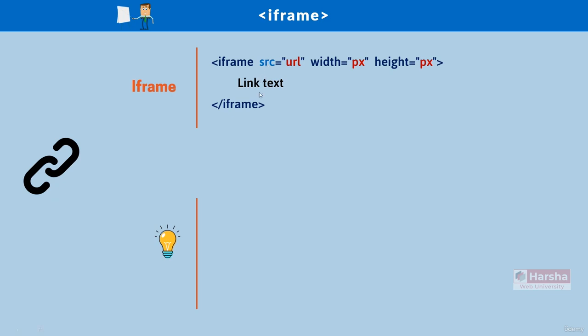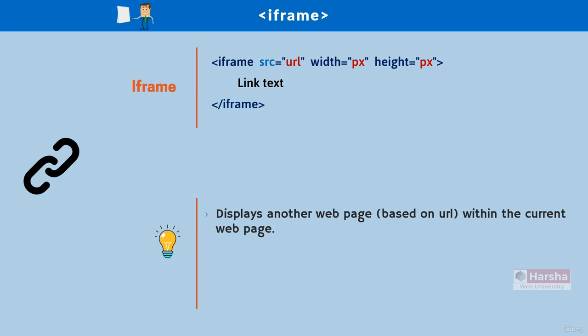Iframe is a paired tag. For this, you need to specify src equal to URL of the target page which you want to display. Optionally, you can specify width and height of the iframe. That indicates size of the iframe.